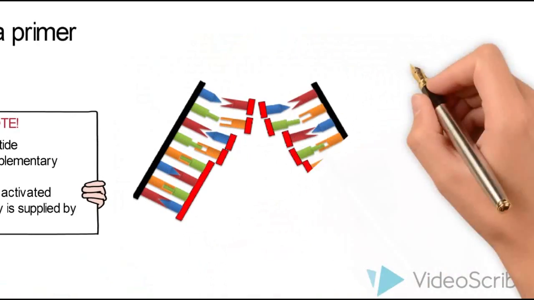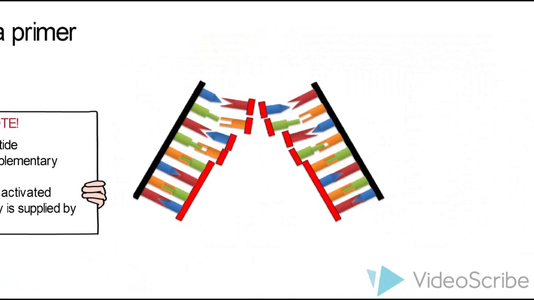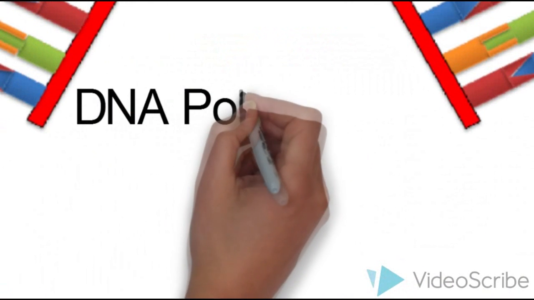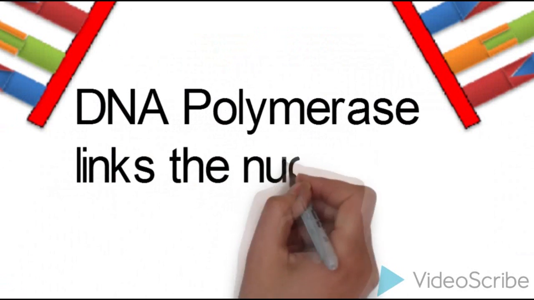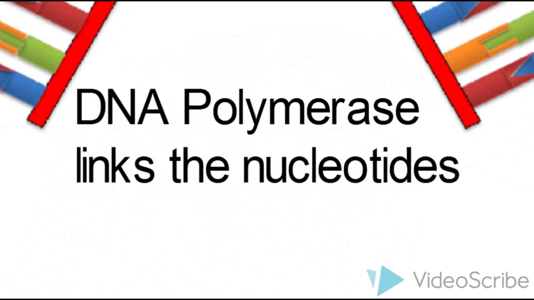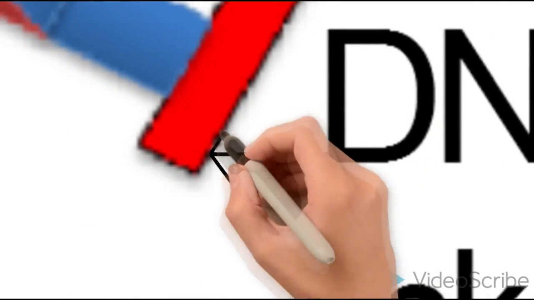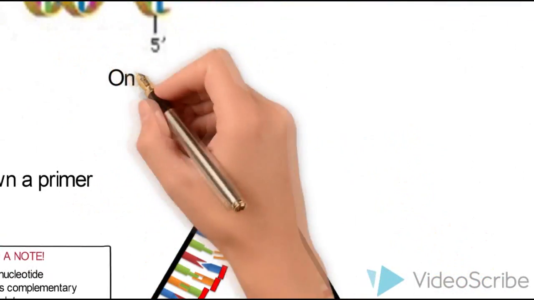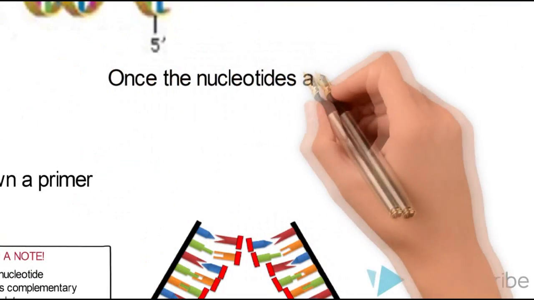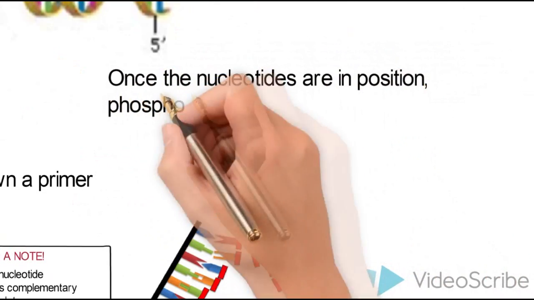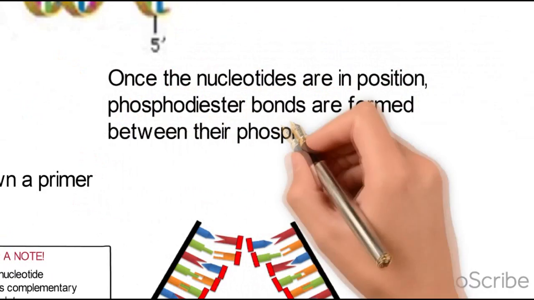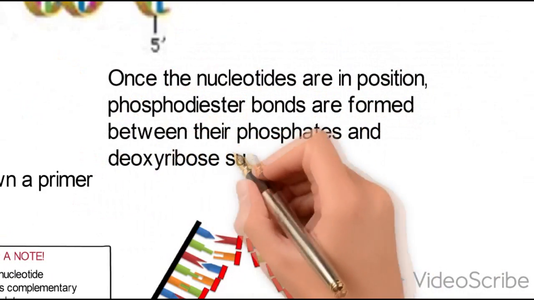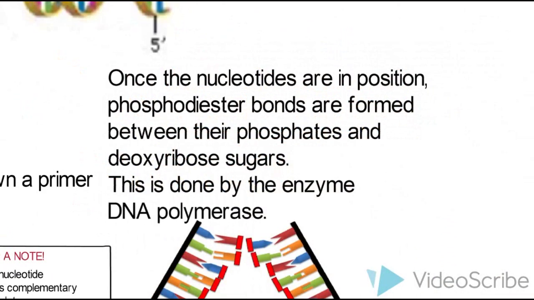Here you see how free nucleotides bind with DNA polymerase. So it links the nucleotides. Once the nucleotides are in position, phosphodiester bonds are formed between their phosphate and deoxyribose sugars. This is done by the enzyme DNA polymerase.